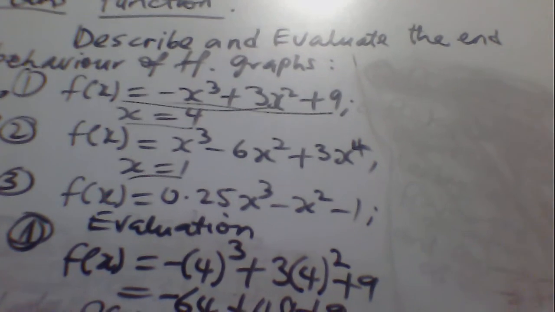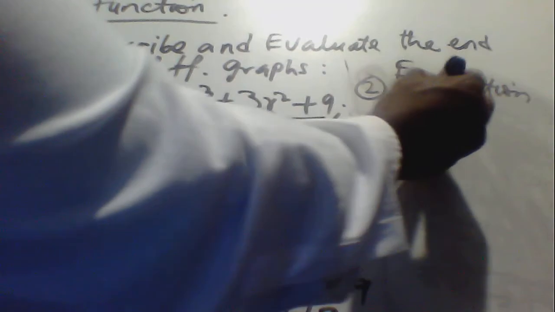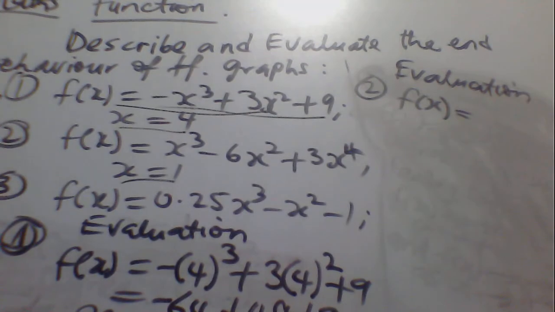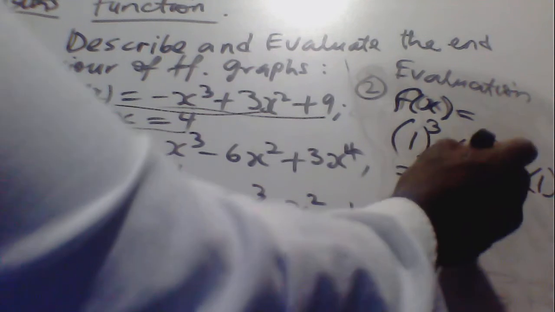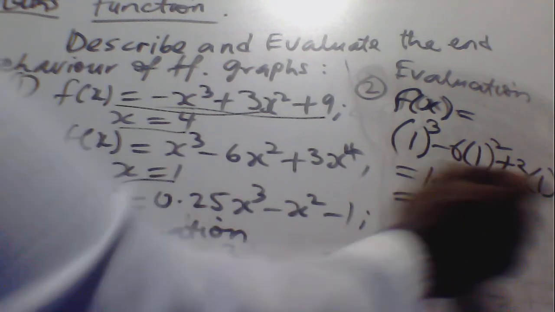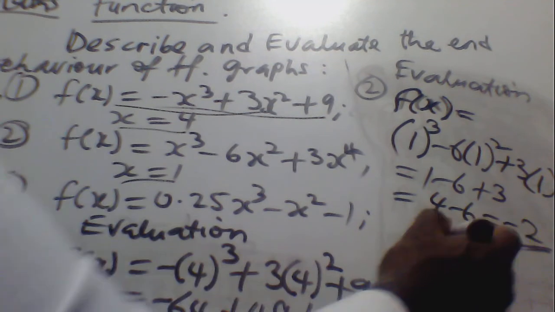Then let me do the second one. I hope you are following. If you don't, please ask questions. The second one, evaluation: f of s is equal to, at 1 raised to power 3 minus 6 times 1 raised to power 2 plus 3 times 1 raised to power 4. This gives us 1 minus 6 plus 3. This will give us 1 plus 3, 4. 4 minus 6 will give us minus 2 at s equals to 1.